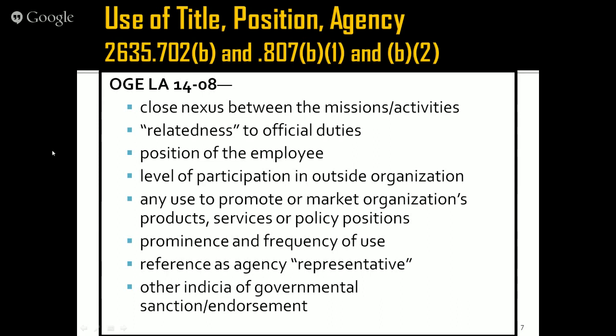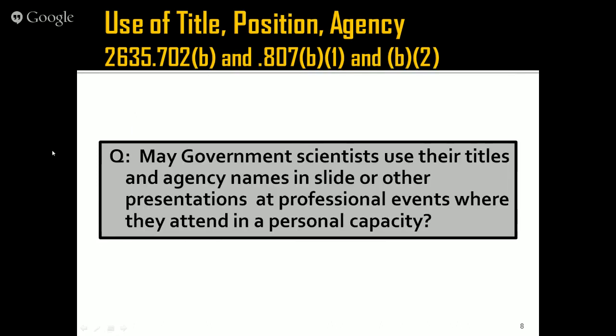So let's move on. We have a couple of examples here, I think, to help illustrate what we're talking about. The first one is, and this is a sticky one, whether government scientists could use their titles and their agency names in slideshows or other presentations at professional events where they attend in a personal capacity.